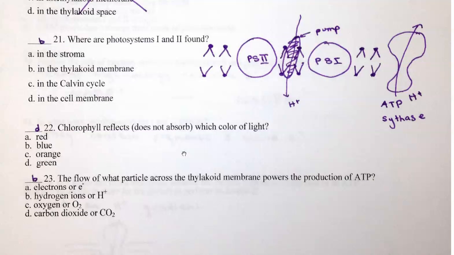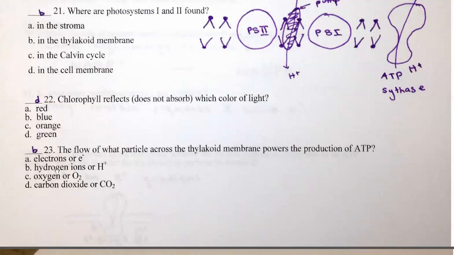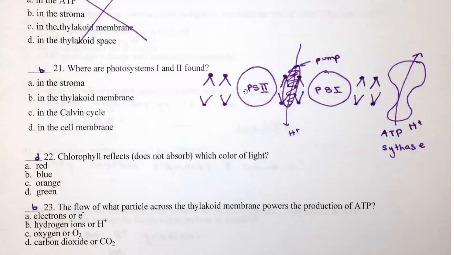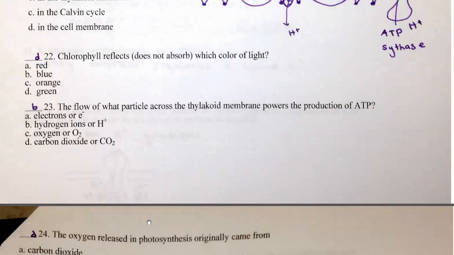Chlorophyll reflects which color of light? It reflects green. That's why you see green. The flow of what particle across the thylakoid membrane powers the production of ATP? Okay, it has nothing to do with the electrons, right? Because the electrons go from photosystem 2 to photosystem 1 across the pump and then to NADP+. So it has nothing to do with electrons. It's just the pumping of hydrogens. So the answer is B.